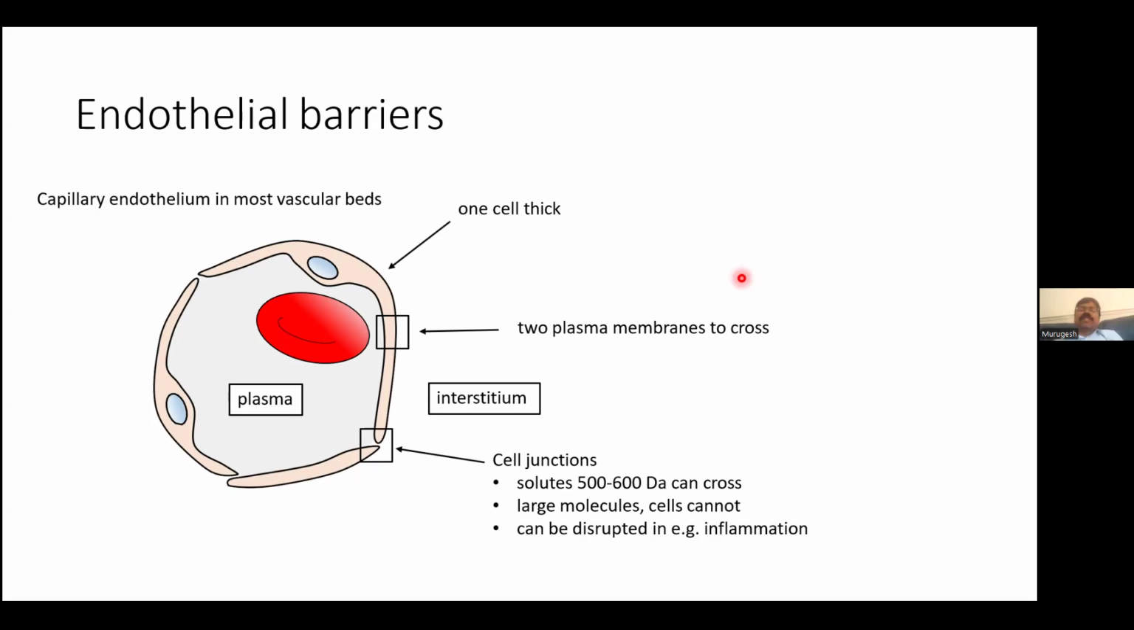In spite of the size, the antibiotics will go in if there is inflammation in the meninges. But apart from that, mostly the antibiotic will be confined to the intravascular space because of the endothelial barrier.